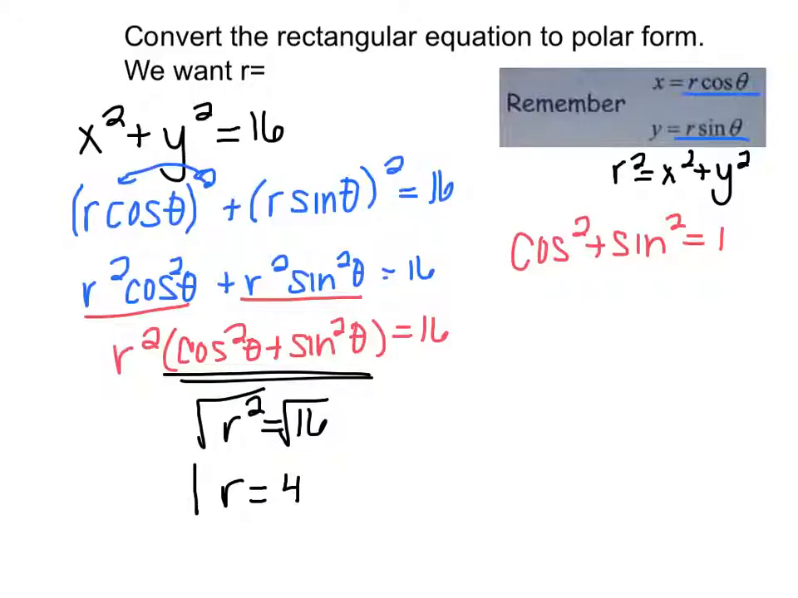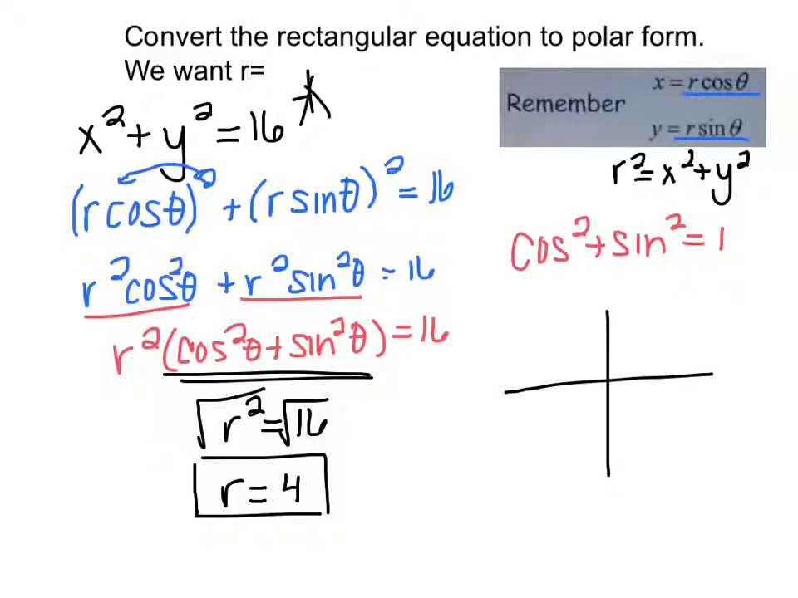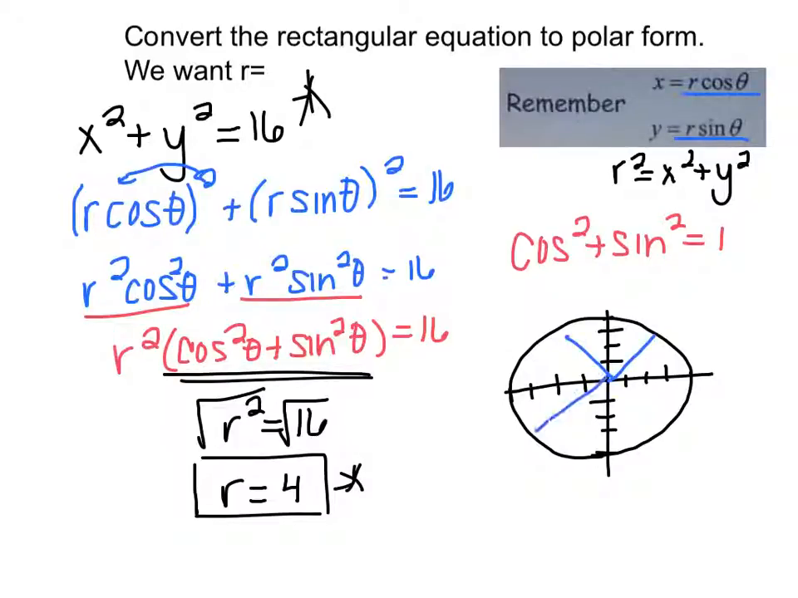If I want to solve for r, I'm going to take the square root of both sides, and r equals 4. Well, let's talk about what this equation really truly was. I have an x squared, a y squared, and it equals 16. That's a circle. So what they're saying is a radius of 4 all the way around, I have a circle. What this is saying is no matter where I go, any angle, my radius is going to be 4.